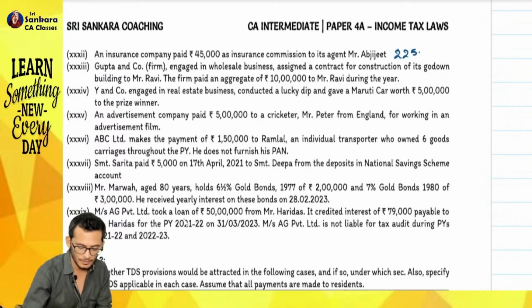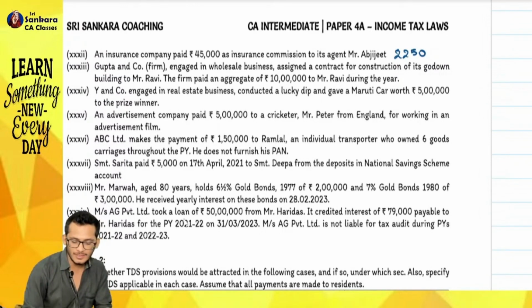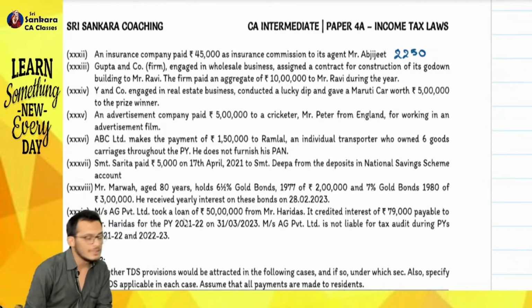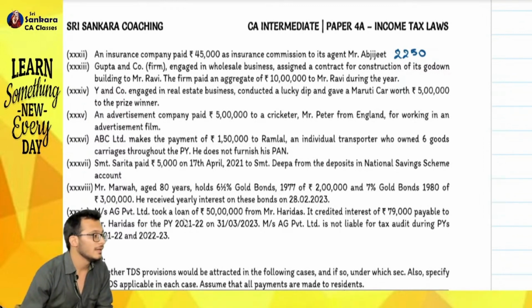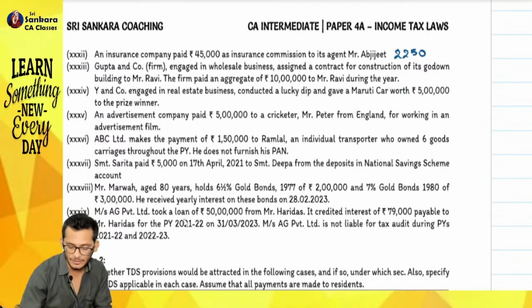2250. Gupta and Co, a firm engaged in wholesale business, assigned a contract for construction of its godown building to Mr. Ravi. The payment in aggregate of 10 lakhs to Mr. Ravi during the year. 194C is the section. Why 1%? Who is the person? Ravi is an individual, therefore 1%. 10 lakhs into 1% will give you the TDS.